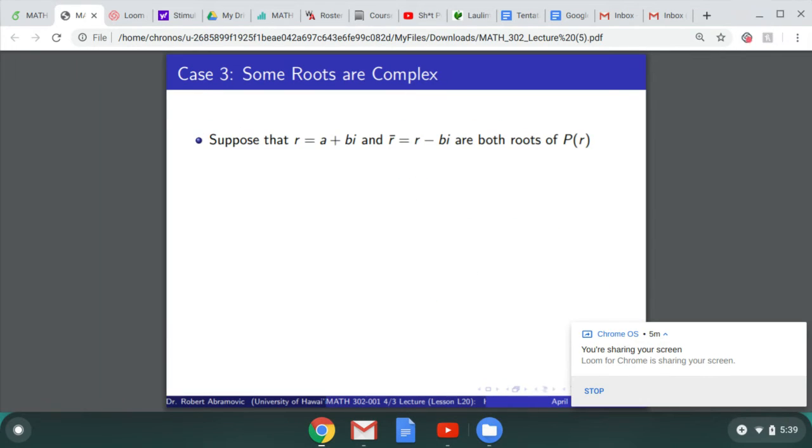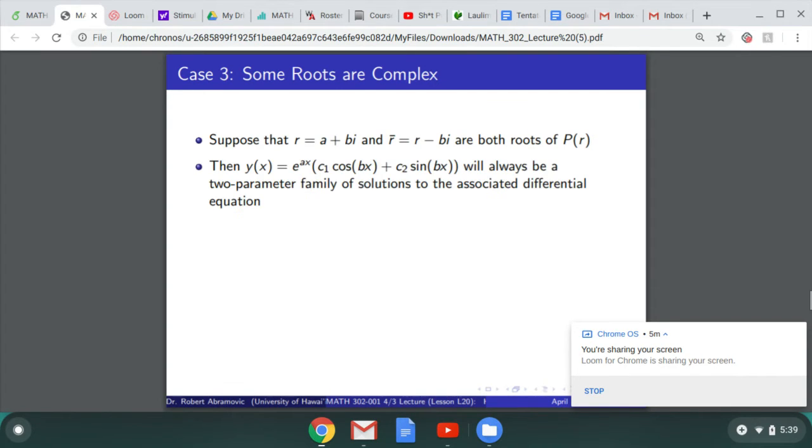So the next thing that can happen is that some roots are complex, not real. That means in this case, they come in conjugate pairs. r is a plus bi, and r bar, the conjugate, is a minus bi. They're both roots of the characteristic polynomial, and a here is non-zero. In that case, e to the ax times c1 cosine bx plus c2 sine bx will always be a two-parameter family of solutions to the associated differential equation.